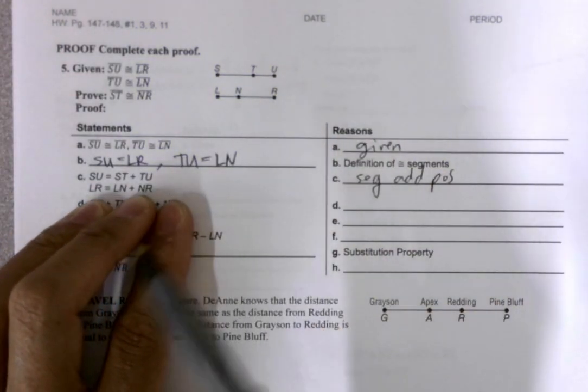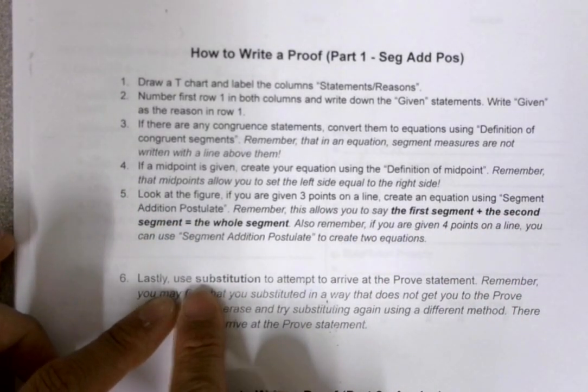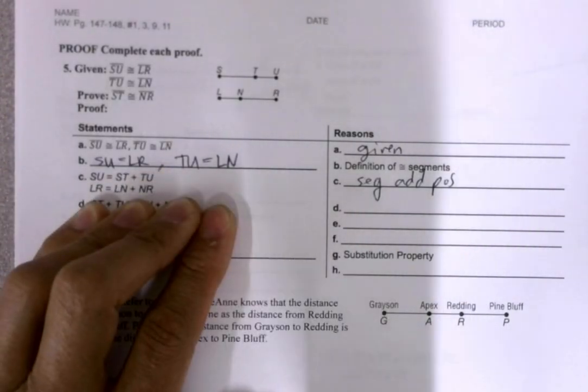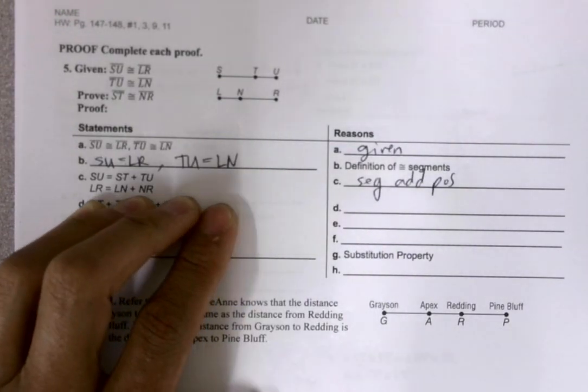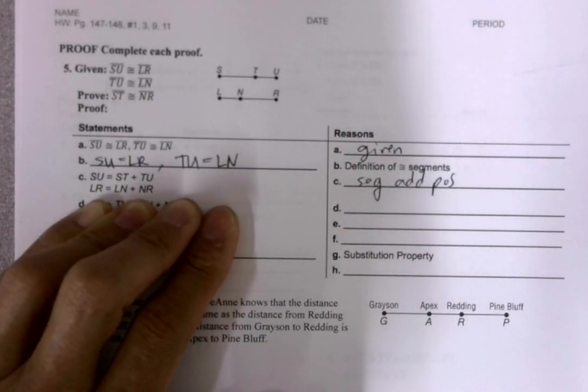Next, what are we going to do? We're done with using seg-add-pos. What's the next step in writing a proof? Use substitution to get to the proof statement. So we're looking at these equations. We have 4 of them. We have this one, this one, this one, and that one. So can we substitute to get to the proof? Well, what can we substitute where?